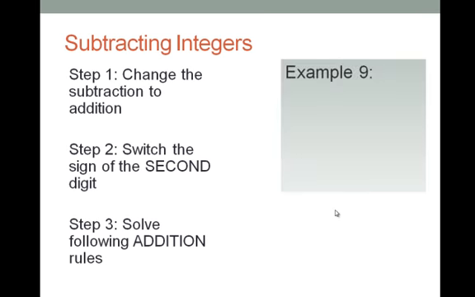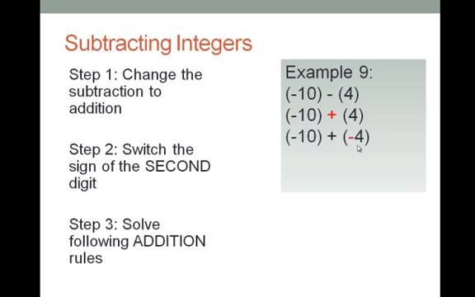Let's look at one more example here. I have -10 subtract by 4. Okay, so first step, change the subtraction to addition. I will now have -10 add by 4. Switch the sign of the second digit. So this 4, we don't see any negative here, so we're going to assume that this 4 is positive. So we're going to make this 4 a negative now. So I have -10 add by -4.